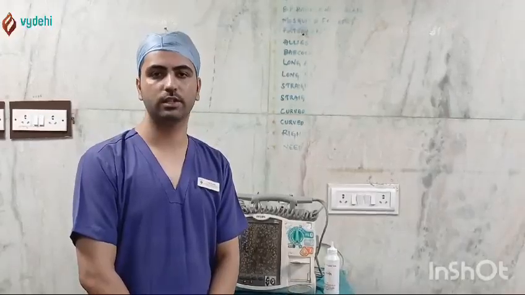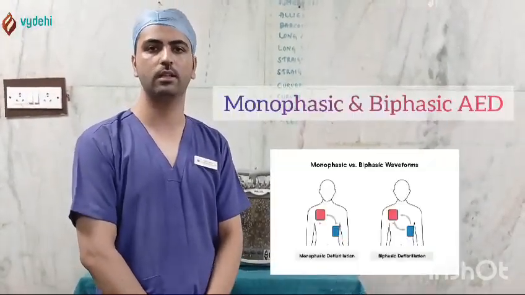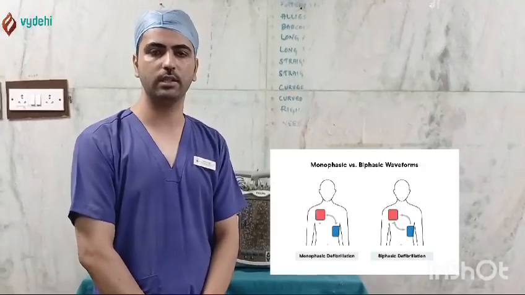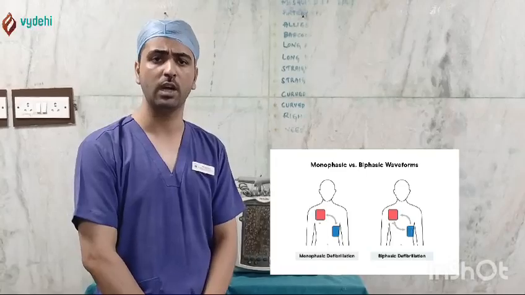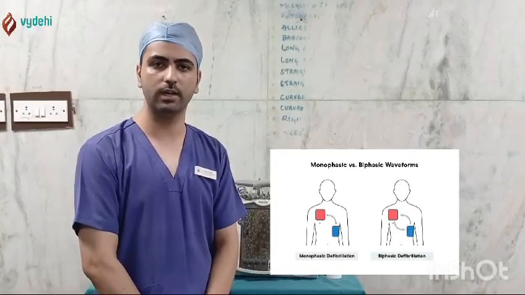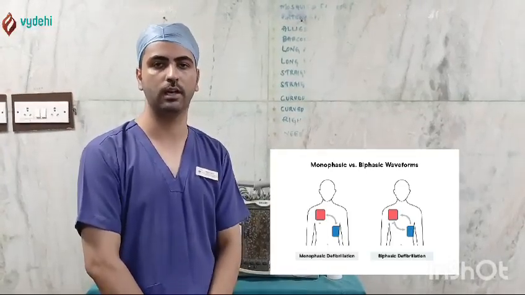In the automatic external defibrillator, two types of electric shocks can be delivered. One is monophasic and another is biphasic. In monophasic, one electrode sends an electric current from one electrode to the other electrode, whereas in biphasic, two different electrodes send two different electric currents to the patient.